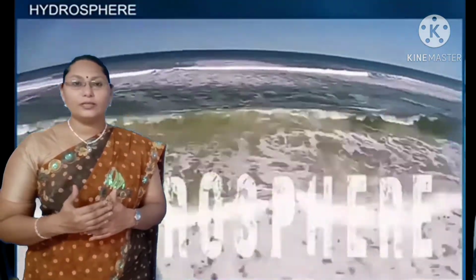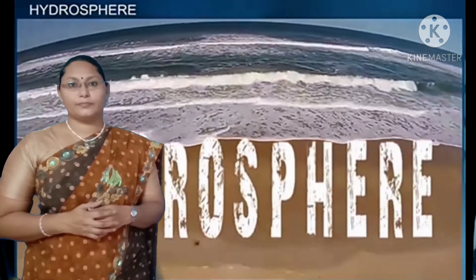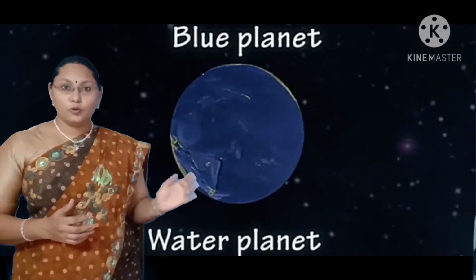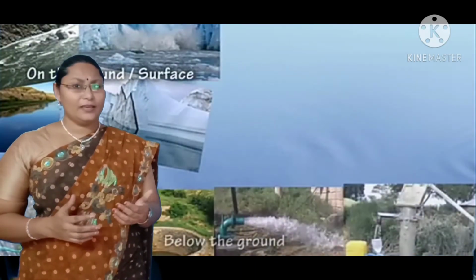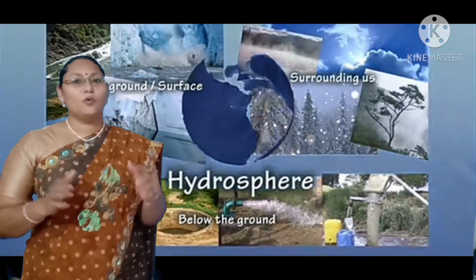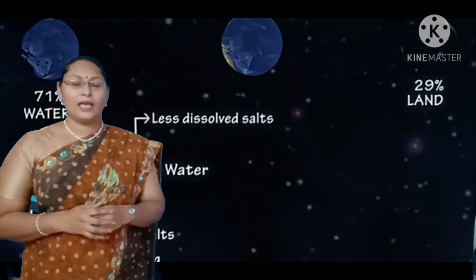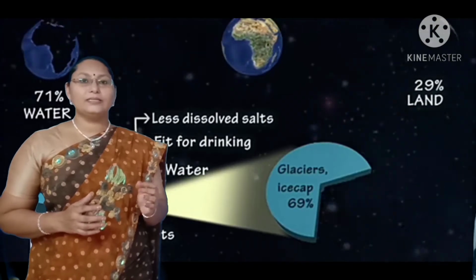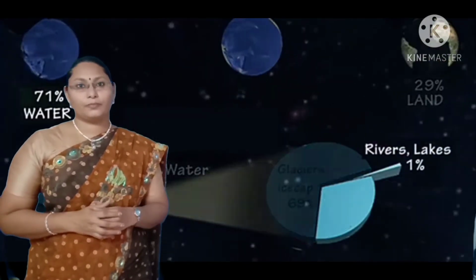Can you tell me what is the other name for the earth? Yes, our earth is called the blue planet. Why? Most of the earth consists of water. That's why our earth is called the blue planet. 71% of the earth is covered with water and the remaining 29% has the land masses.